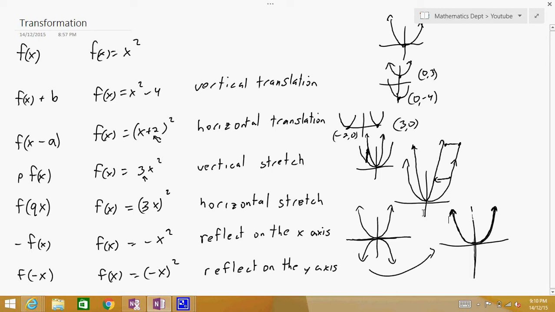To learn these functions, we're going to need to do a lot of practicing, combining different kinds of transformations in one. For instance, what happens if you had f of x equals 3x squared plus 2? And we will work on that in class.